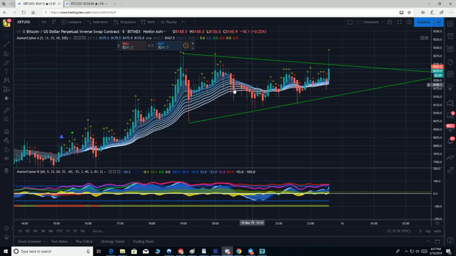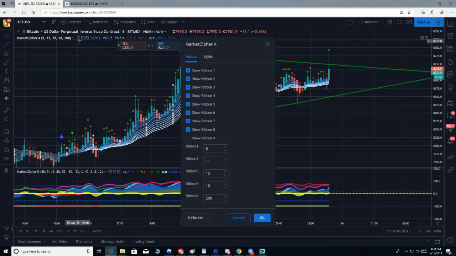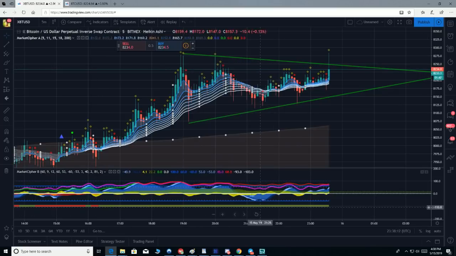The ribbon. Now the ribbon is something that my mentor likes. This kind of comes a little bit more from him. With the ribbon, you're going to click on your little cogwheel in TradingView, and what you can do is click Show Ribbon 9, and I believe this gives you the 200-day moving average. Correct me if I'm wrong.